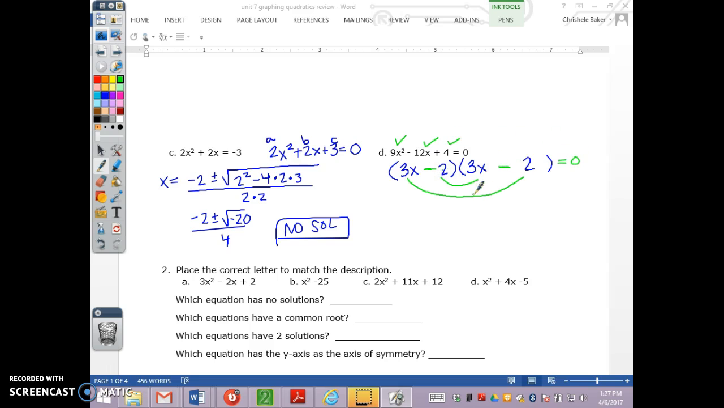Now, do you see how I have the same thing twice? Here's my zero product property. 3x minus 2 equals 0, and I actually have that twice. It's going to give me that same answer of 2/3. So I'm anticipating when I put this in the graph that I'm going to see it just come down and touch almost at 1, but not quite. So let's see if that happens.